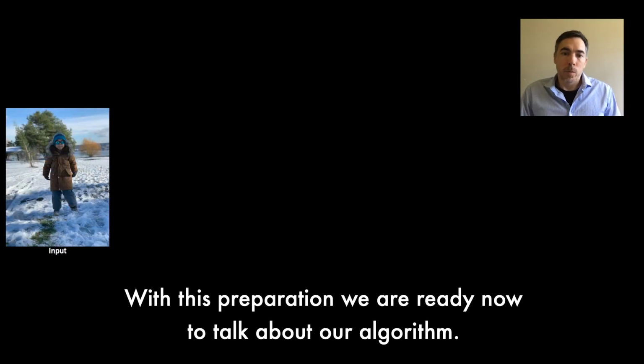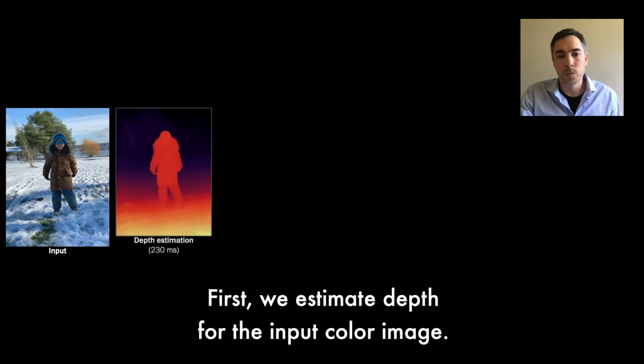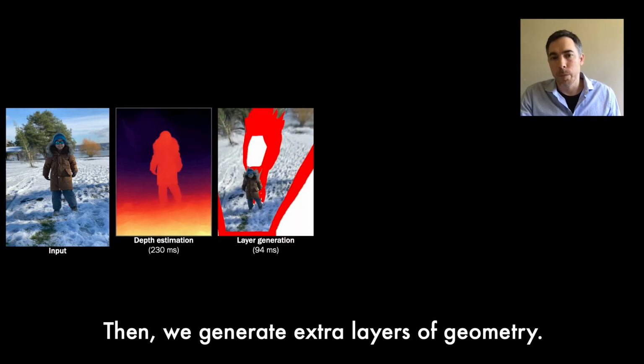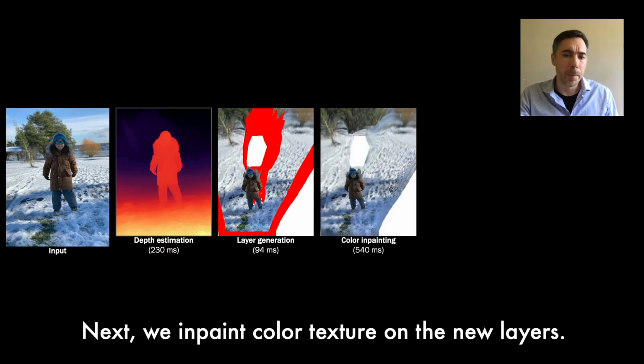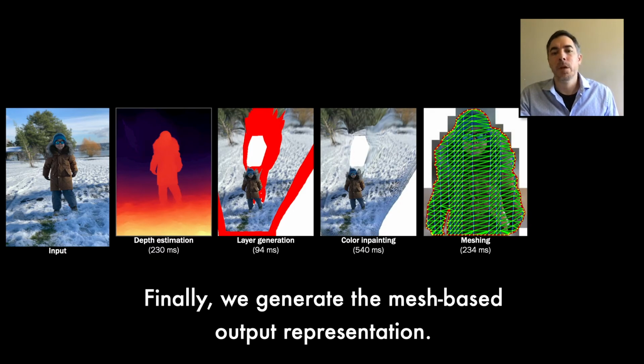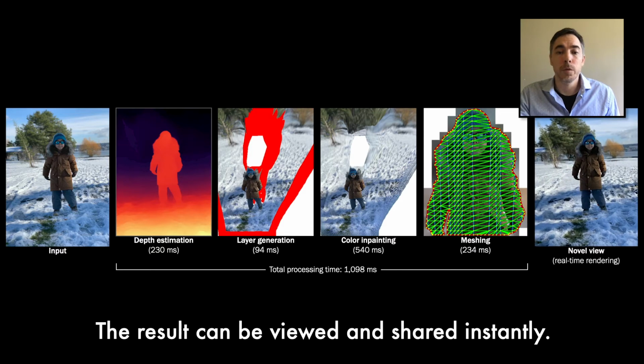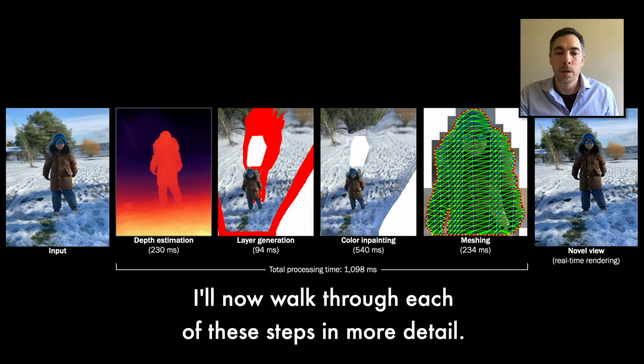All right, so with this preparation, we're ready now to talk about our algorithm. Creating a 3D photo involves 4 steps. First, we estimate depth for the input color image. Then we generate extra layers of geometry. Next, we inpaint color texture on the new layers. And finally, we generate the mesh-based output representation. And all these steps together take only about 1 second or so on a phone, and the result can be viewed and shared instantly. And I'll now walk through each of these steps in more detail.